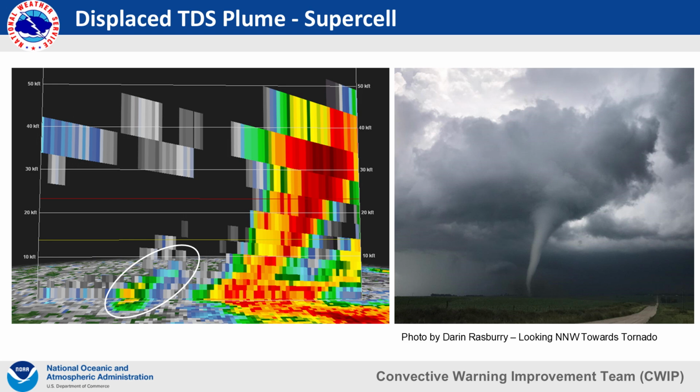And this image on the right is a great shot showing how the rear flank downdraft cut around the entire tornado circulation. This is, again, looking from the south. So you see the RFD has cut all the way around to the north side of the tornado, and there's really no precipitation anywhere near it. And given the shallowness of that circulation that you can see there, it's really no surprise that the radar was not resolving a couplet even at 3,000 feet above ground.